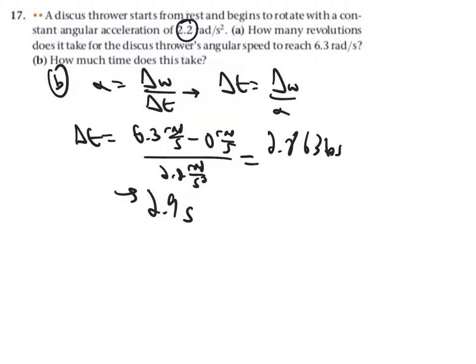You could also go through now. You have delta t. You have delta theta from before. We could use theta equals 1/2 alpha t squared and get basically the same answer. But this is fine.